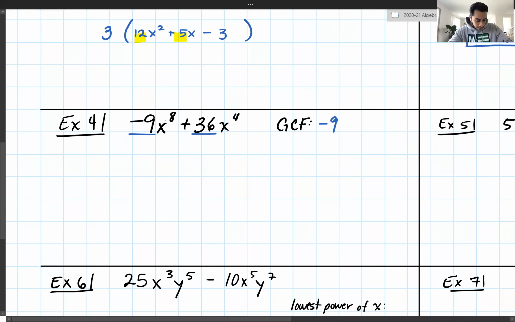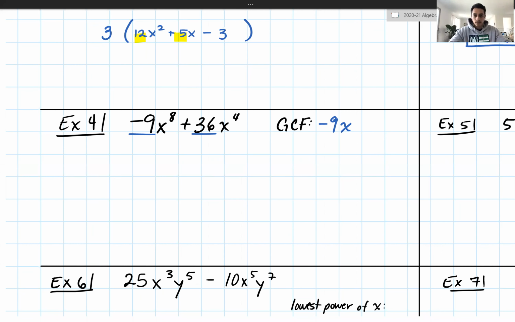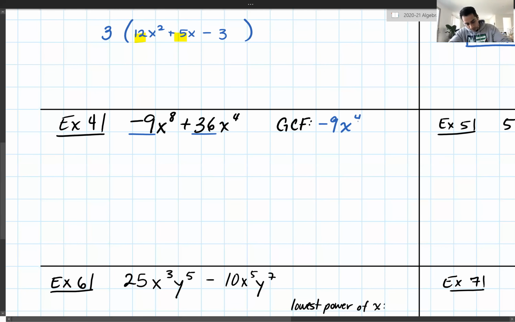We looked to see that, hey, they both have x in common, right? X to the 8th and x to the 4th. Because they both have the same variable in common, look for the lowest power that they share. So it would be 9x to what power can I factor out of both terms? Yeah, it'd be x to the 4th, right? That's the lowest power we see.